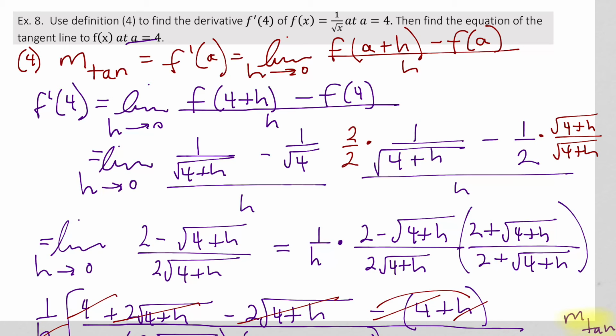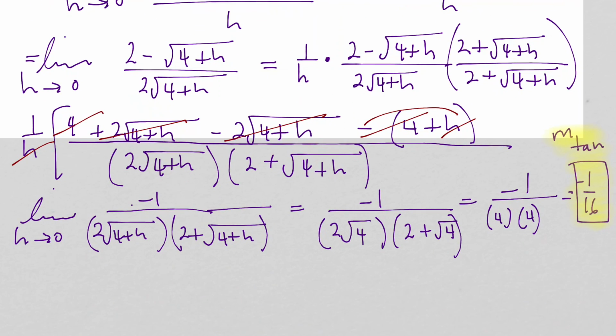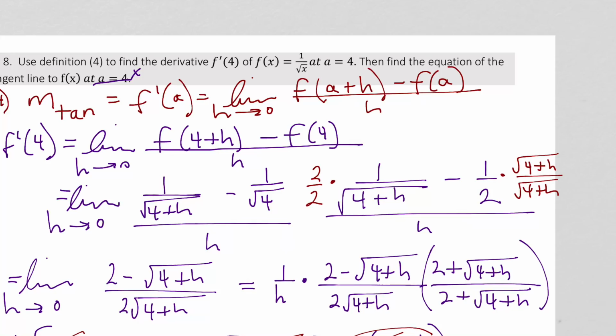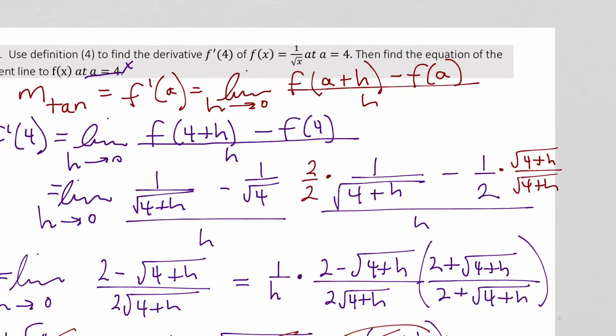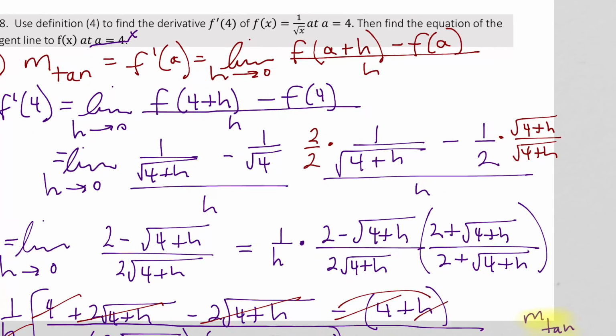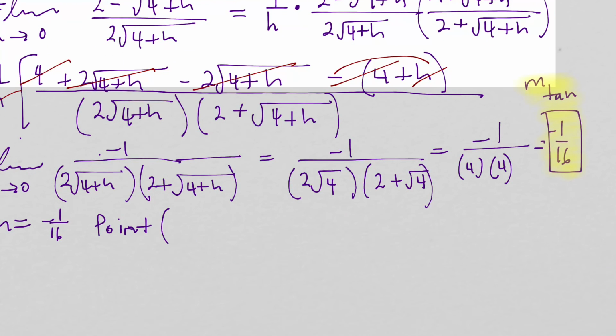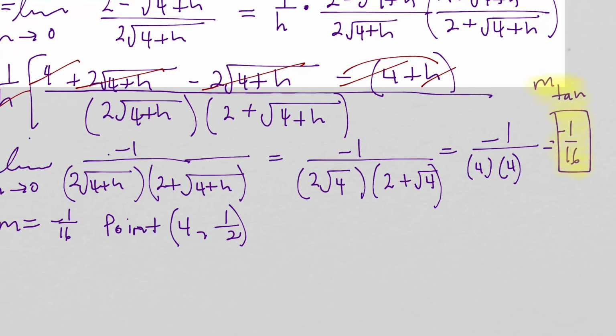This would be your x value here. So we need our point. Alright, so we've got the slope, the point. So our function, remember, was 1 over the square root of x. So if x is 4, that's 1 over the square root of 4, which is 1/2. Alright, so there's our point.